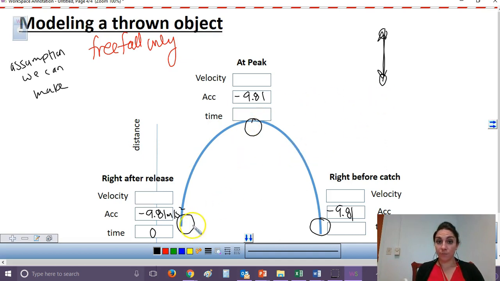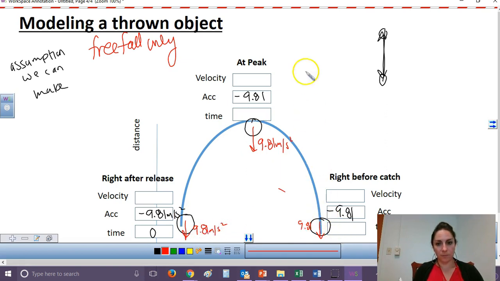So the acceleration vector would be pointing down as 9.81. Actually, when you do it like this with an arrow, you can just use the direction of that instead of a sign. So this would all be 9.81. So this red represents the acceleration vector.